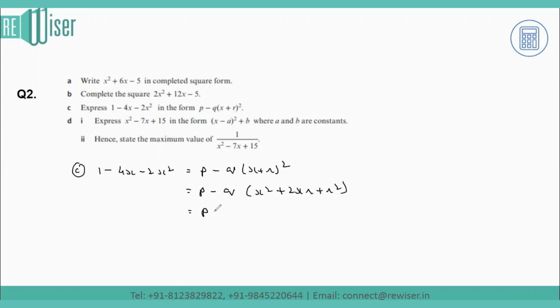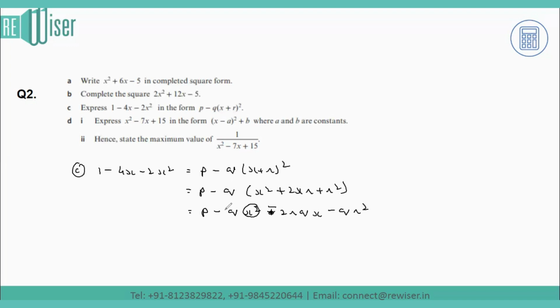So if I open up, that becomes p minus qx squared plus 2rqx, where that should be minus, and minus qr squared. So I'll compare it with the quadratic equation given here.